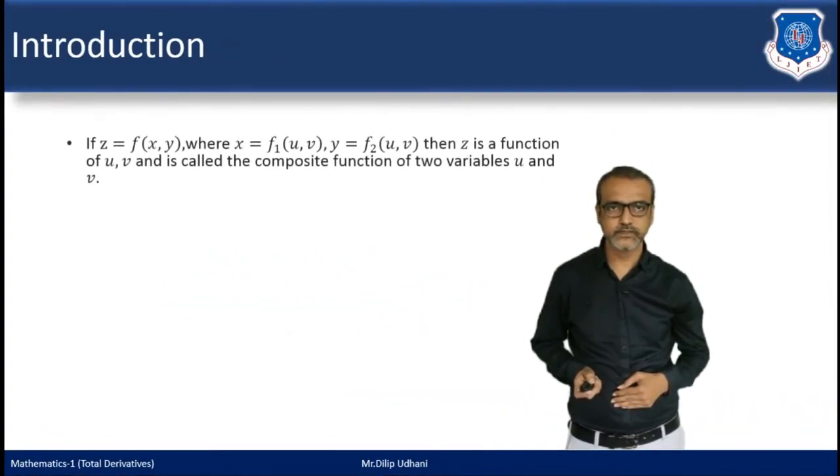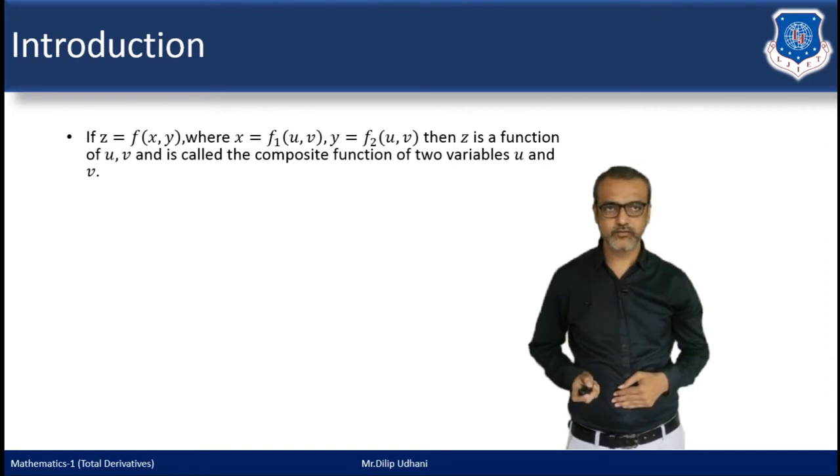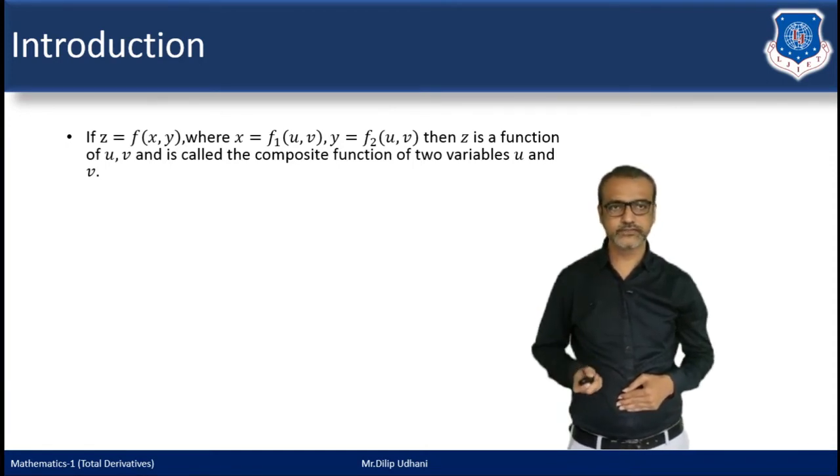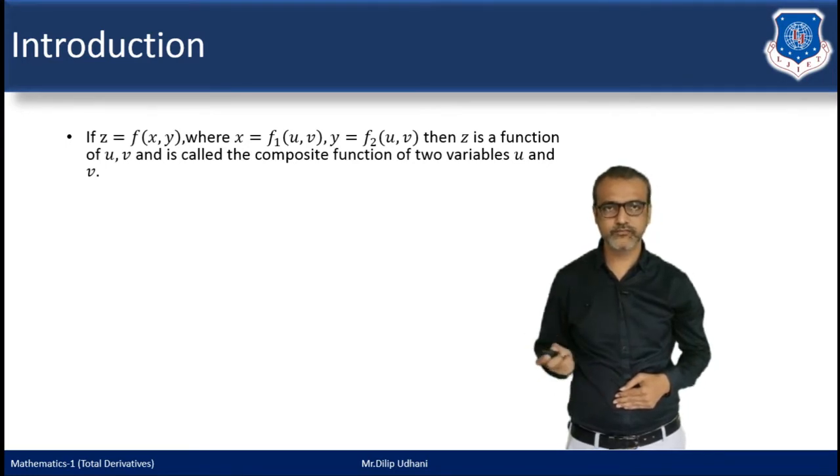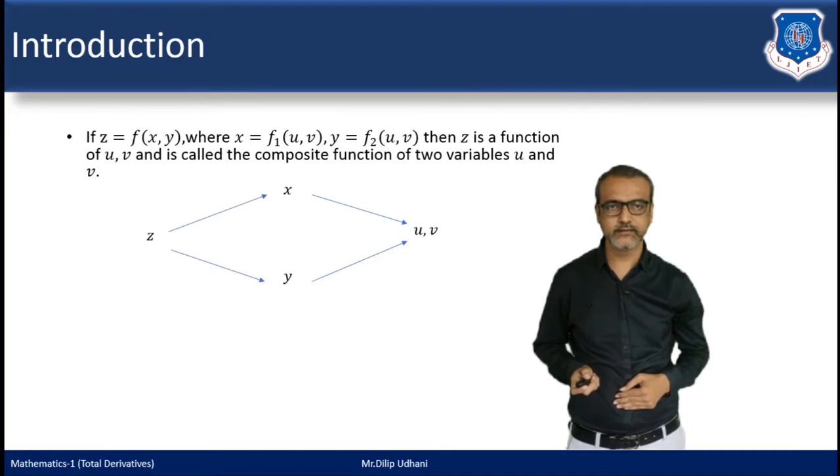Now here we will see the composite function of two variables. If z equals to function of xy, where x is a function of uv, y is a function of uv, then z is a function of uv, and this is called composite function of two variables u and v. So from the diagram you can see that z is a function of two variables x and y, and x and y are functions of uv. So indirectly we have z is a function of uv, and this is a composite function of two variables u and v. So in this case we are in a position to find out del z by del u.